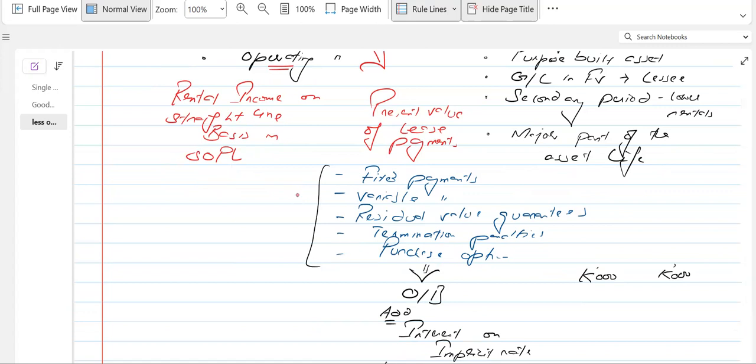So what is the treatment of the rentals? Obviously, debit rent receivable, credit profit or loss. And when the rent is received, debit bank, credit rent receivable. So this is the treatment of the operating lease.